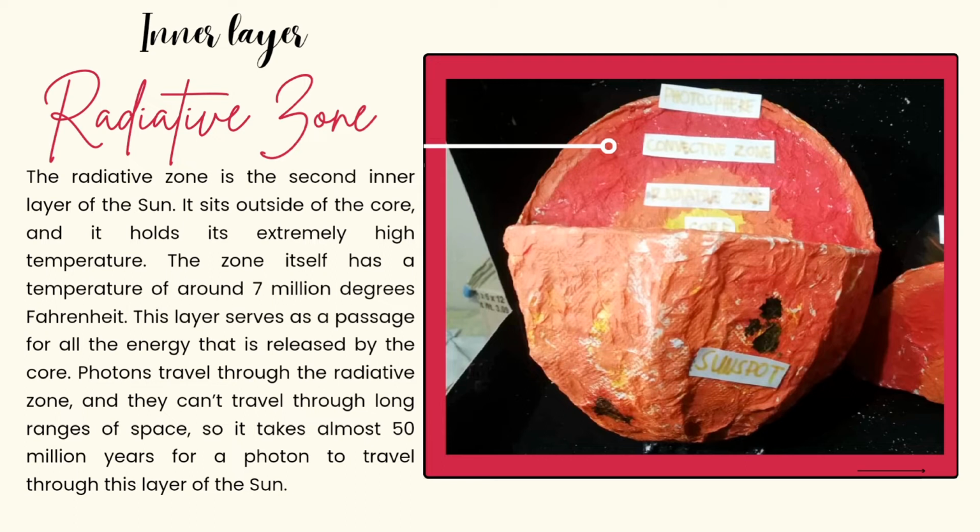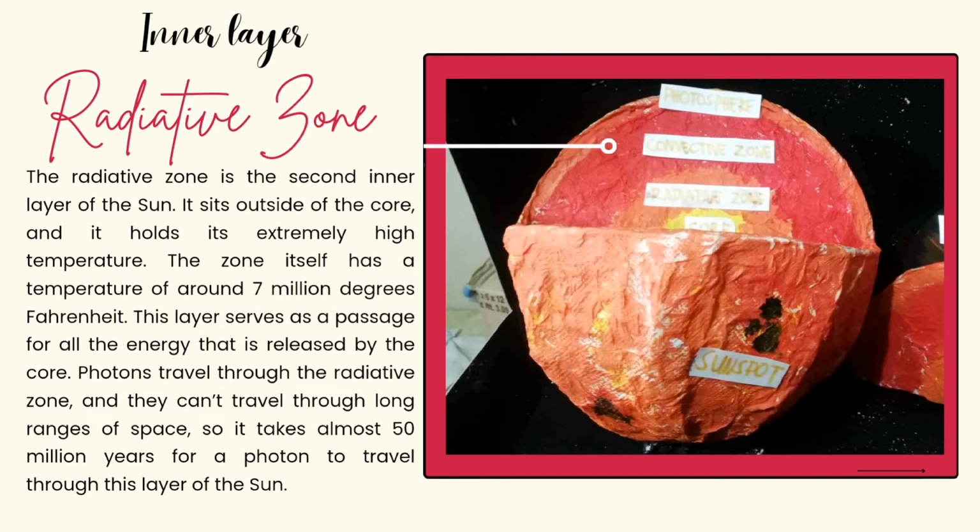Next is the radiative zone. The radiative zone is the second inner layer of the sun. It sits outside the core, and it holds extremely high temperature. The zone itself has a temperature of around 7 million degrees Fahrenheit.